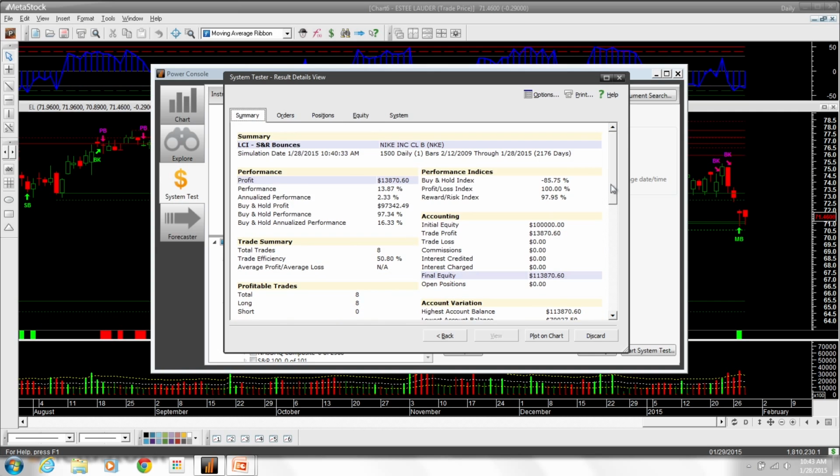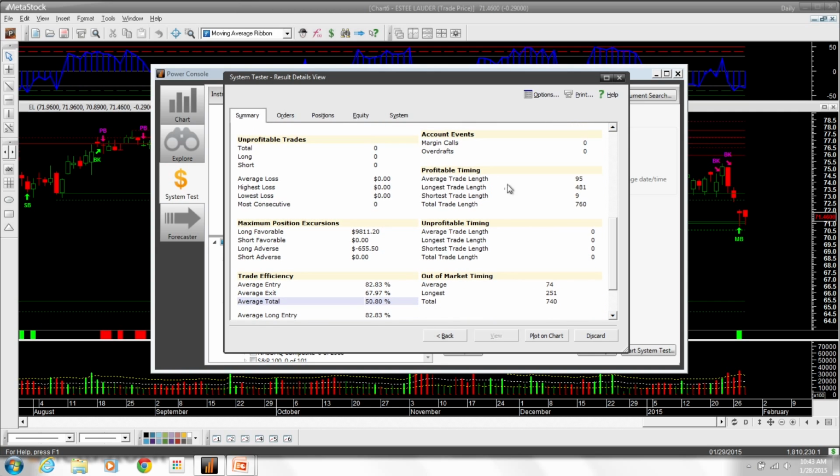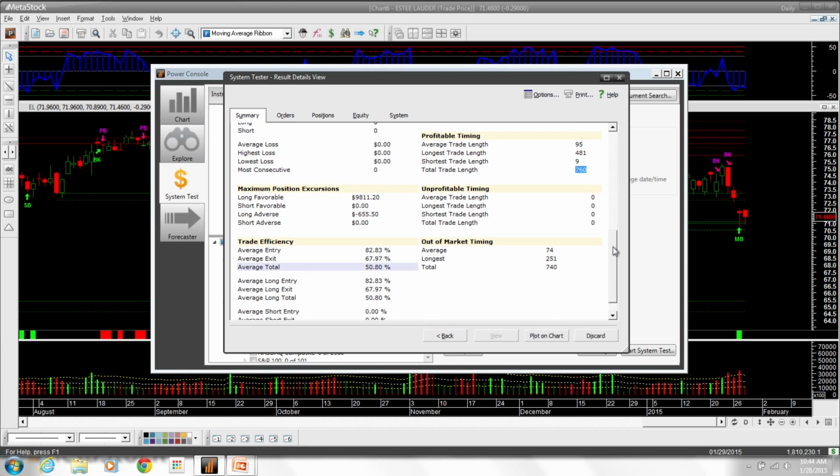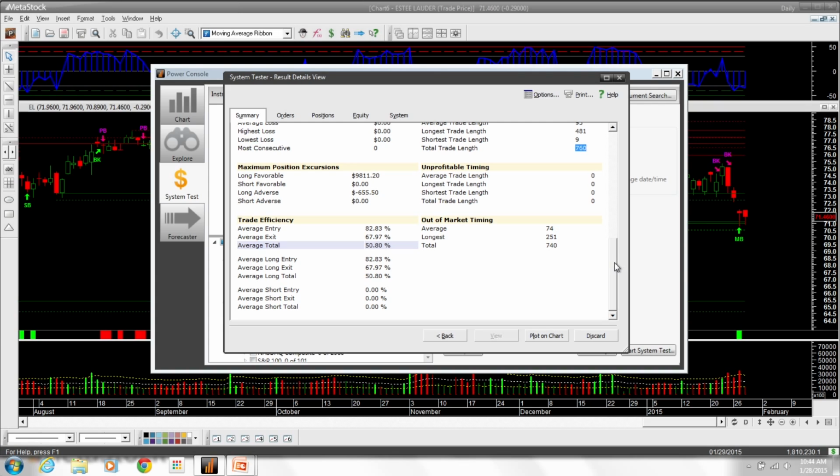So if we go back to summary, if I go down to my average trade length, I can see 95. So my average trade is about 3 months, okay, on a daily time frame. My longest trade was 481 days. My shortest trade, though, was only 9 days, okay? So I can see that out of 5 years total trading Nike, I was only trading less than half of that. So I was only trading two years worth, I guess almost 3 years worth of time frame out of 5 years. So in that investment opportunity, I was able to have time to invest in other instruments, which is extremely important.